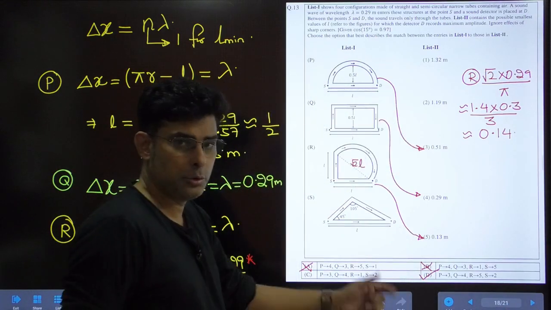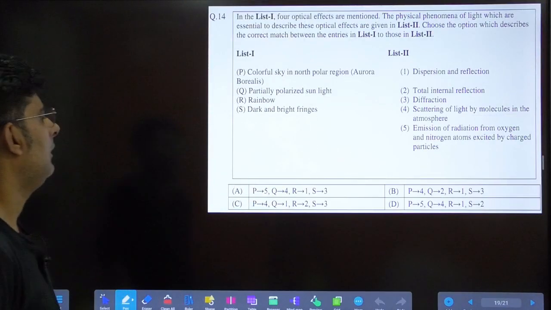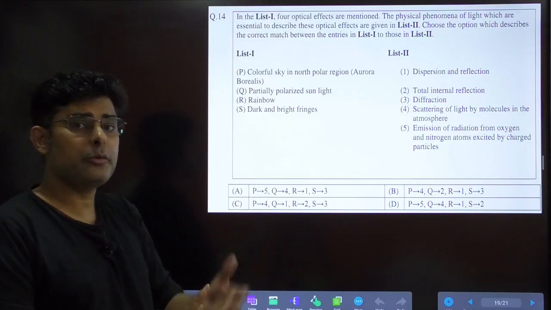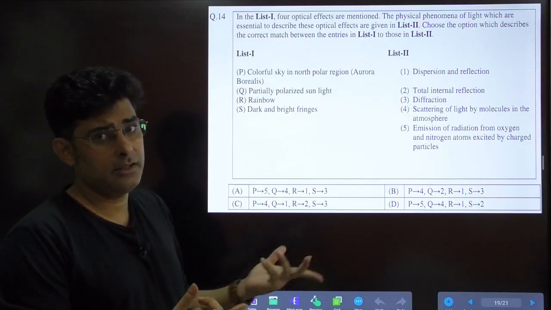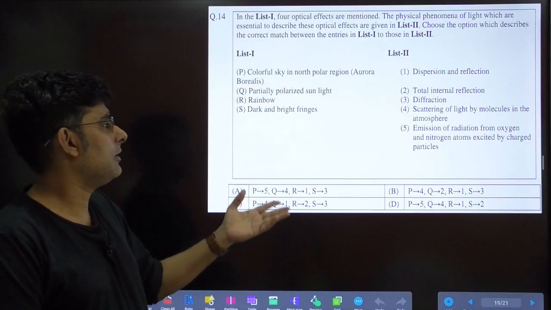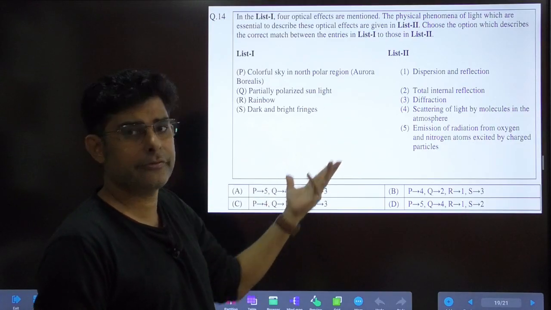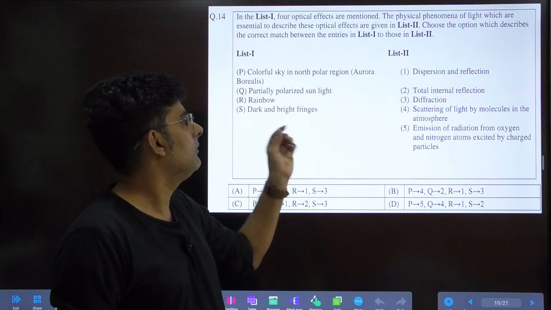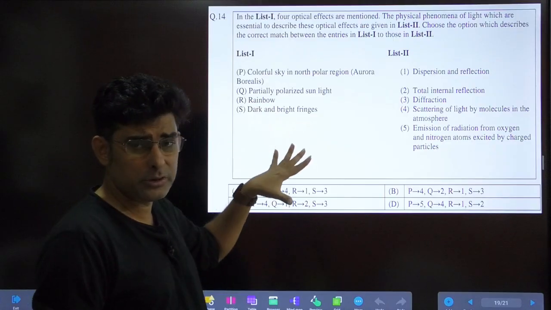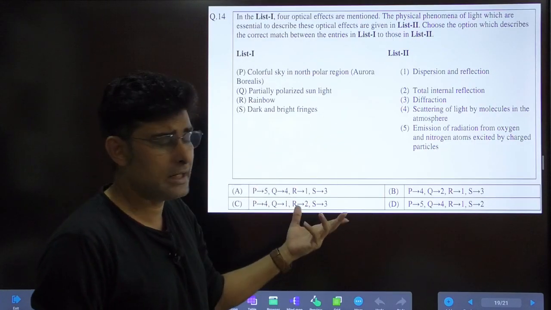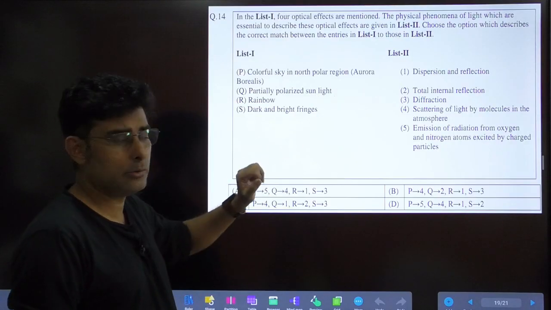Now let's move on to our next question. Question number 14. This question also is a very simple one. I would say that if you get questions like this, it is like hitting a jackpot, because these are concept based, informative questions, where you can directly look and see which option will be correct. No calculations required. But since we are going through a detailed explanation, I will be explaining the terms so that you understand what is occurring in these particular cases.